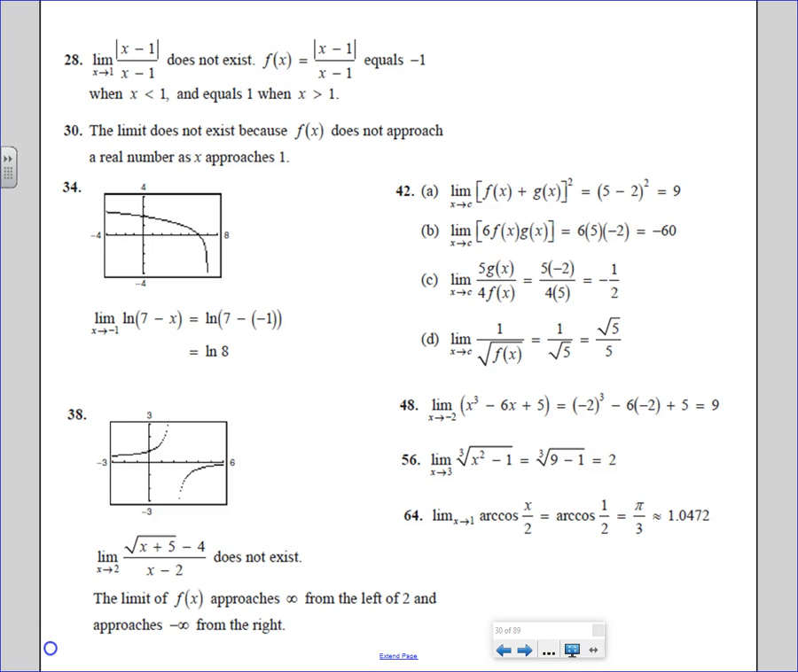Questions, odds or evens? Going once. Going twice. Sold.